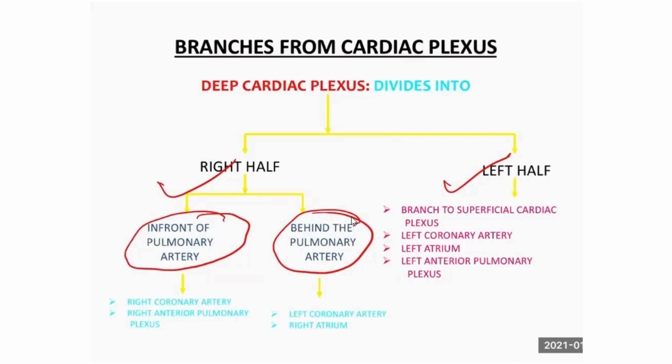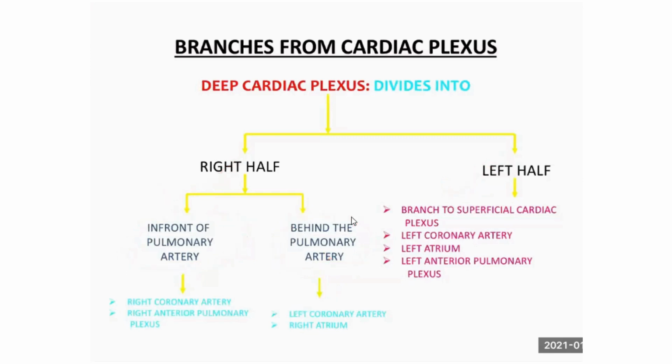Mostly it supplies the chambers of the heart and the blood vessels, but the location you should remember. The deep cardiac plexus lies in front of the pulmonary artery, and this part is behind the pulmonary artery. Is it clear? One is in front, one is behind the pulmonary artery.